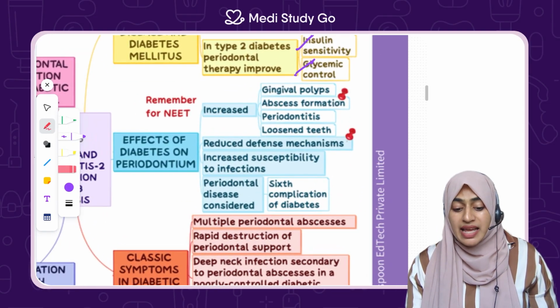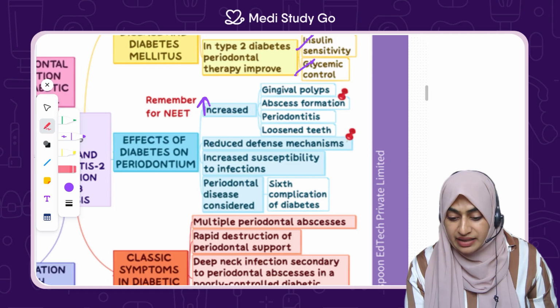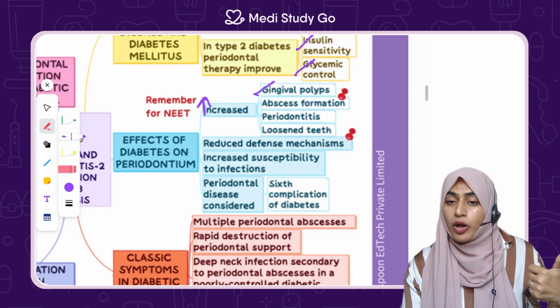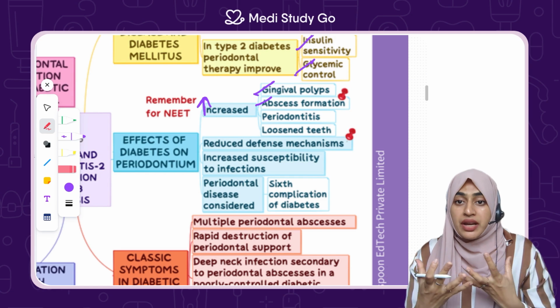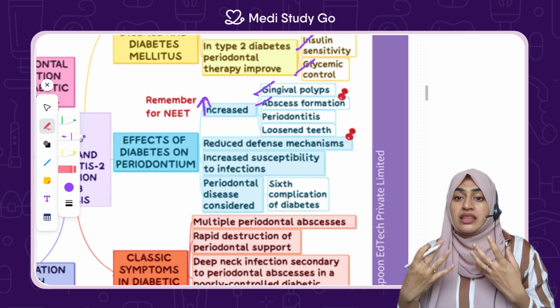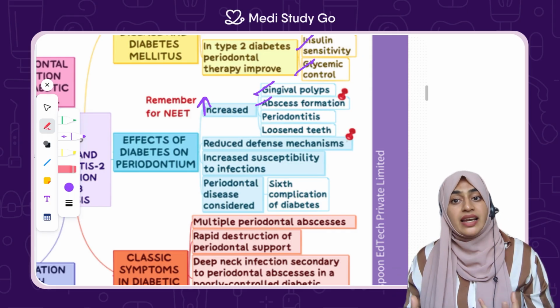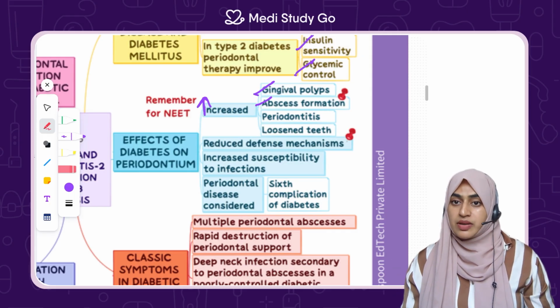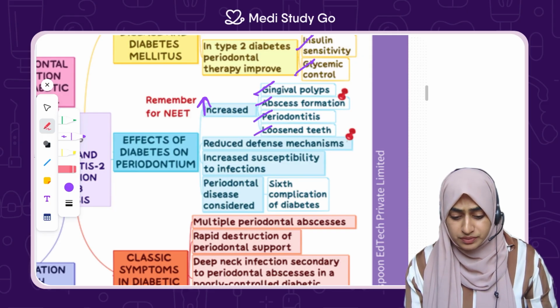Next, how does diabetes affect the periodontium? So when diabetes is increased, you can have gingival polyps. There is multiple abscess formation. Now again, when you create a negative environment, the oxygen capability is taken away and there is more bacteria present, so there is more destruction happening, so that leads to abscess formation as well. And as we have discussed, periodontitis and loose teeth.